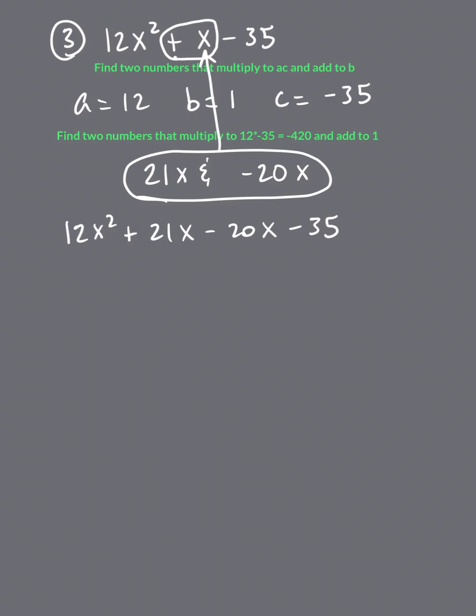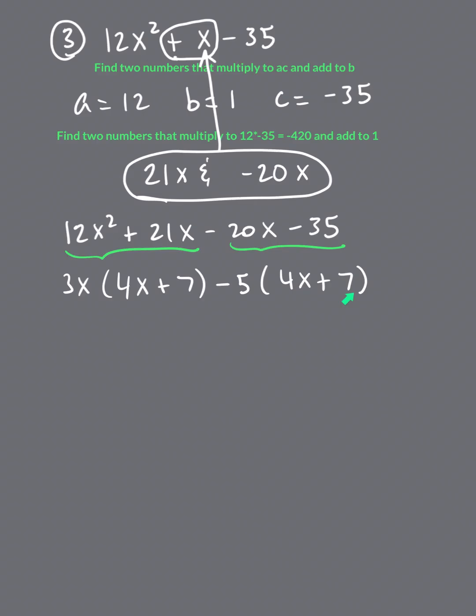So now we're going to factor by grouping. And so we have these two terms together and these two terms. The greatest common factor between 12x squared and 21x is 3x. We're left with 4x plus 7. And then we need our minus sign here. The greatest common factor between 20x and negative 35 is negative 5. And we're left with 4x plus 7. Again, you can always multiply back out to check it, because a negative 5 times 4x would give you negative 20x, and negative 5 times positive 7 would give you a negative 35.